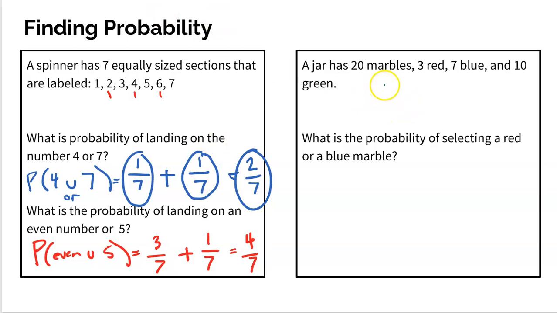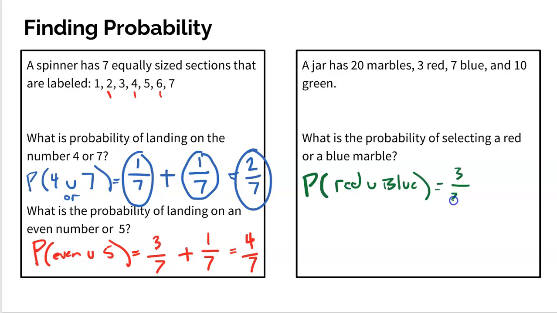All right, what about the jar example? 20 marbles, 3 red, 7 blue, 10 green. What is the probability of selecting a red or a blue? Okay, well, once again, these are mutually exclusive. So it could be red or blue. They cannot be red and blue. It's impossible. So I think, okay, well, what's the probability I get a red one?